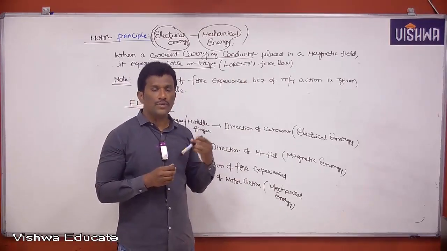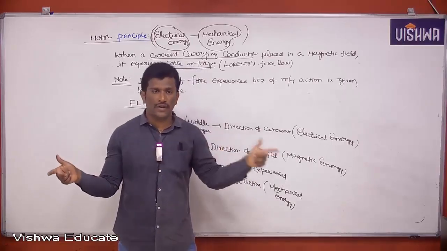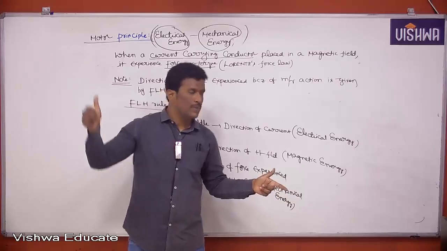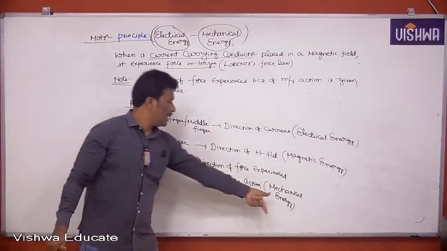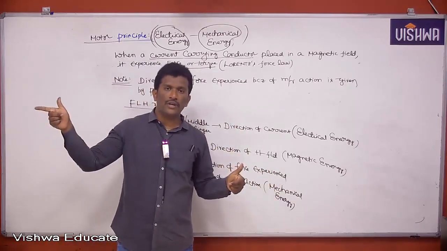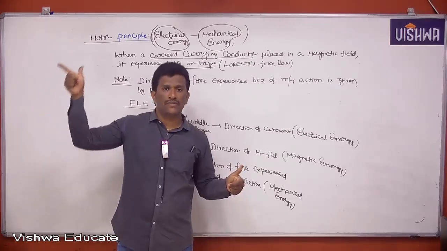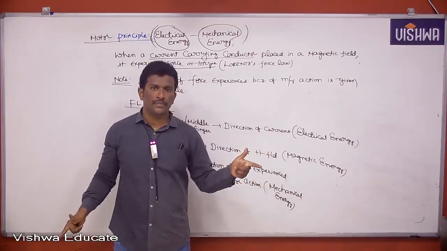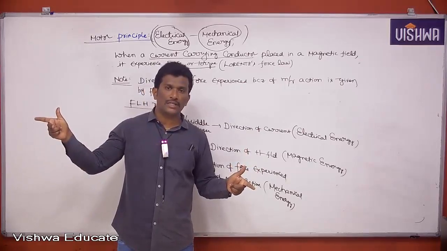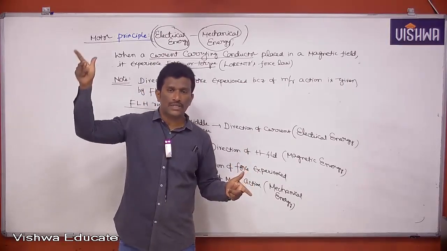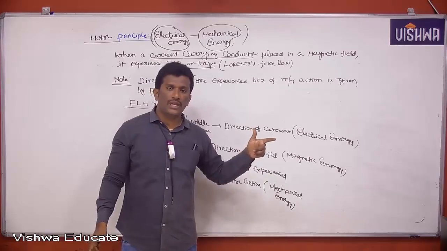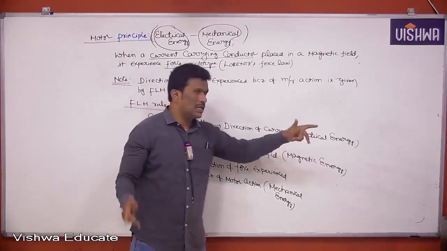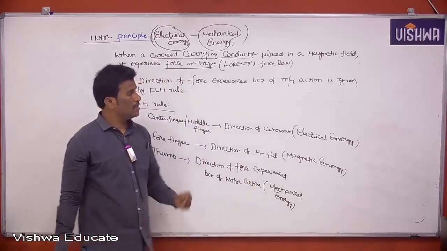So ultimately, if you observe clearly, in Fleming's right hand rule, the thumb means mechanical energy. Here also the thumb means mechanical energy only. The forefinger means magnetic energy in case of Fleming's right hand rule. Here also the forefinger means magnetic energy only. The center or middle finger indicates electrical energy in case of Fleming's right hand rule. In case of Fleming's left hand rule also, the middle finger indicates electrical energy only. Okay, please note this.